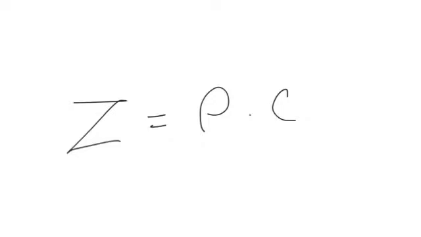Okay, so impedance is determined by density and propagation speed. The impedance is a property of the medium only. It has nothing to do with the frequency. It has only to do with the density and the propagation speed, right? That's it, that's our impedance, period. Done.